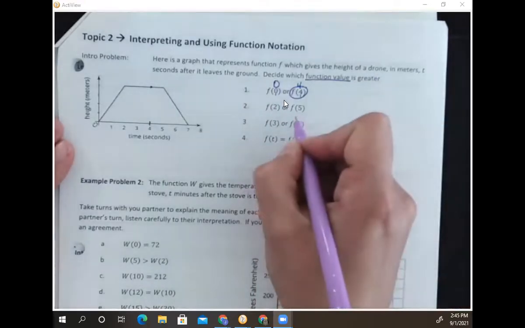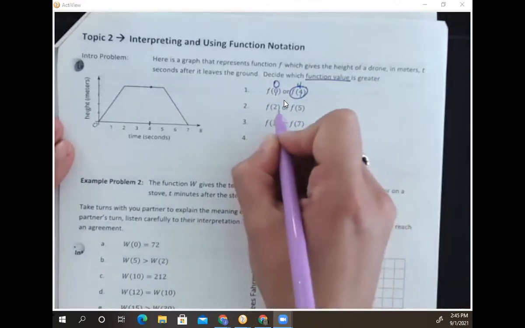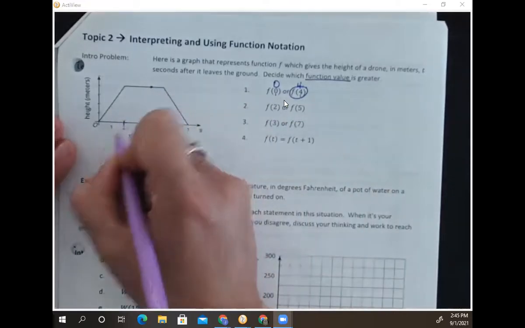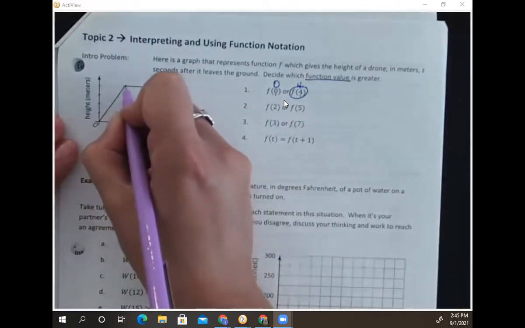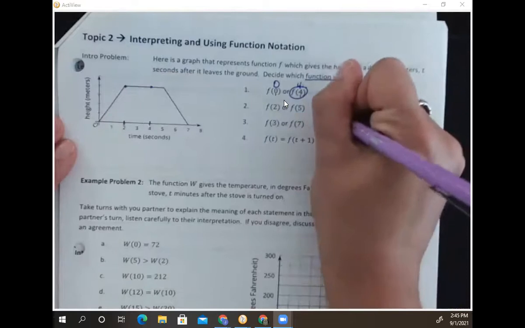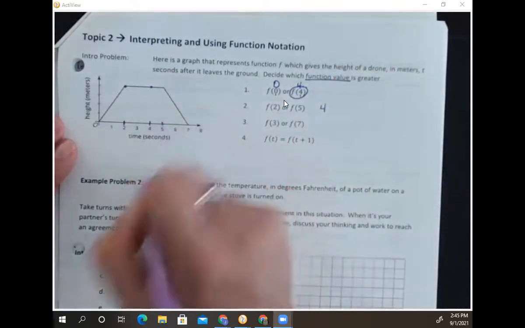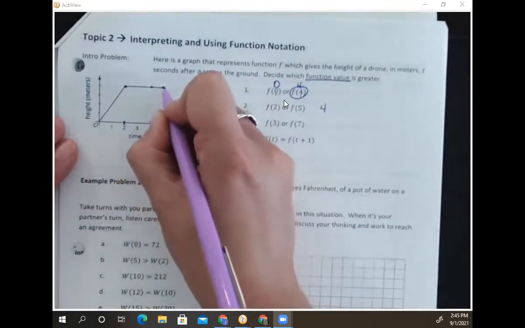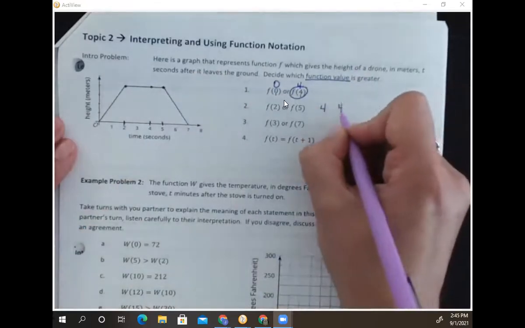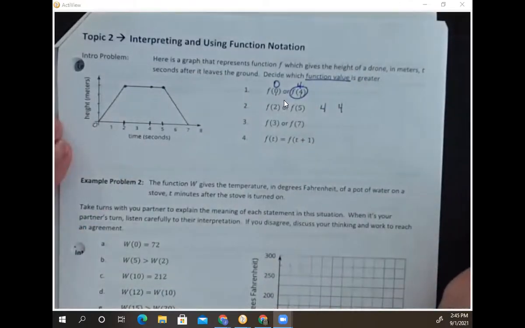Let's take a look at f of 2 and f of 5. When my input is 2, what's my output? What's my function value? So here's 2, our output is 4. And at f of 5, my output is also 4. So compare these for me. They're equal.